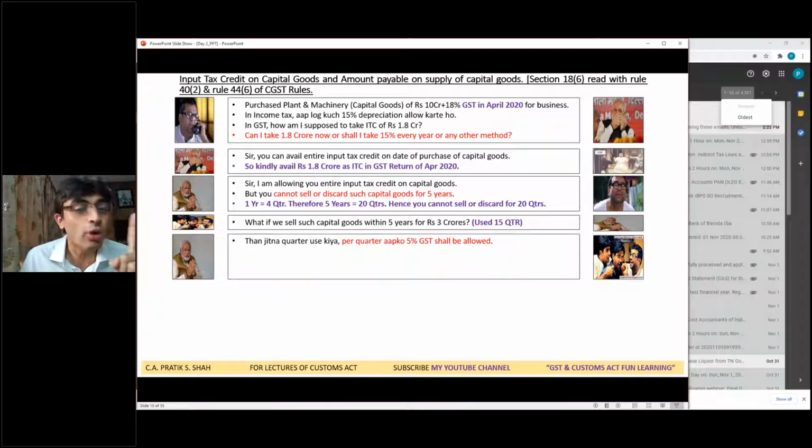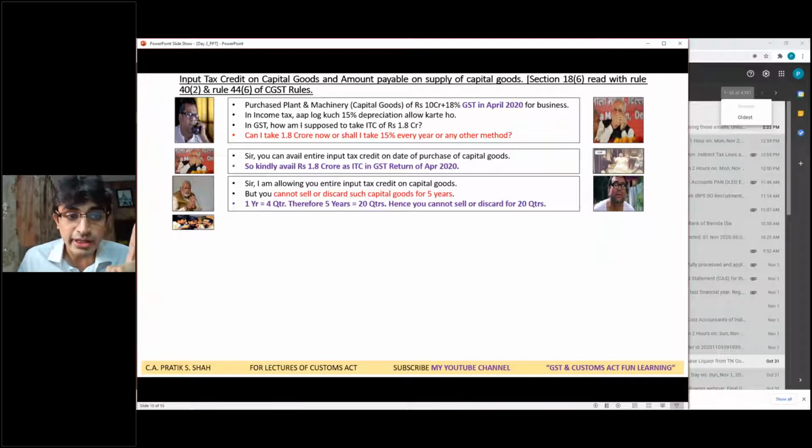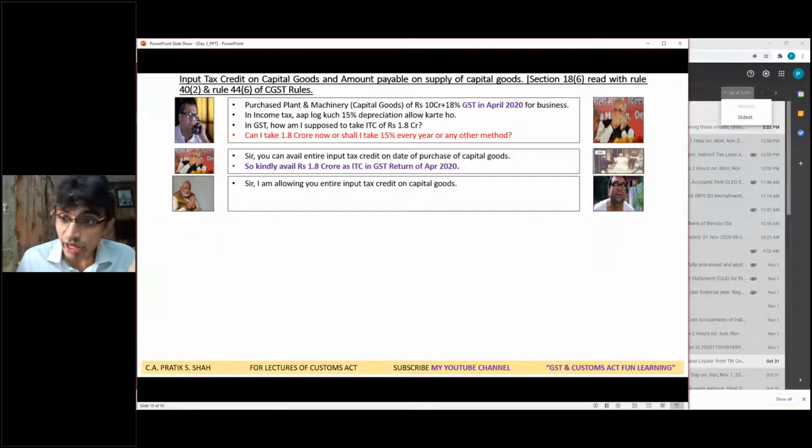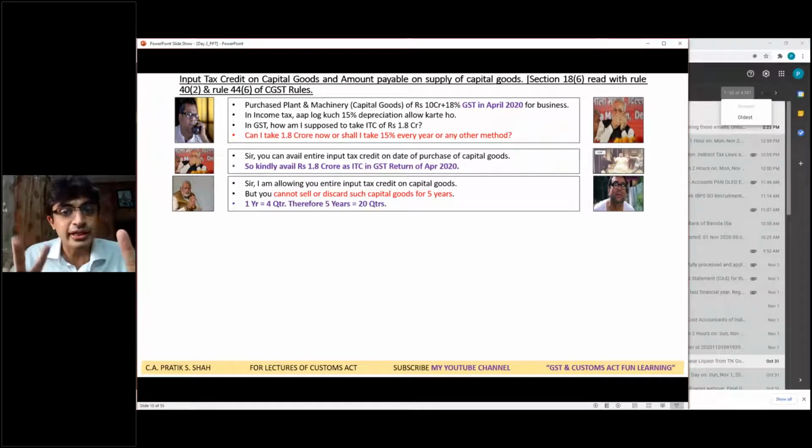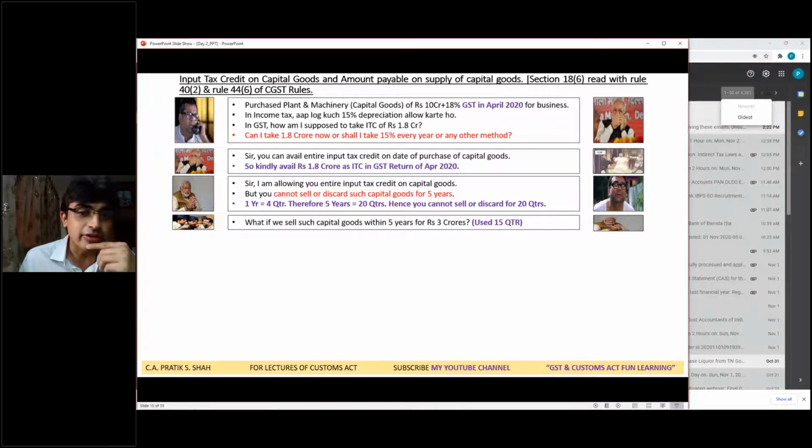See, I will explain this point again. What is the point here? You are allowing entire ITC on day 1, but you cannot sell or remove the asset for 5 years. When I say 5 years, 1 year equals 4 quarters, so 5 years equals 20 quarters. You cannot touch it for 20 quarters. Fair enough?